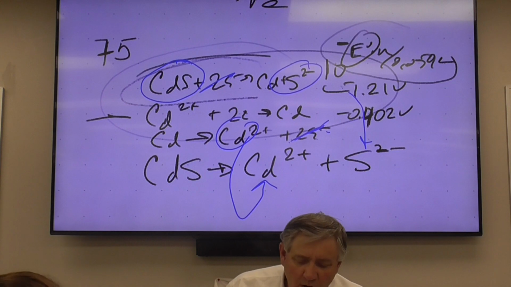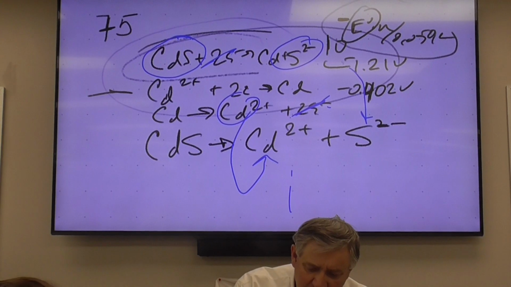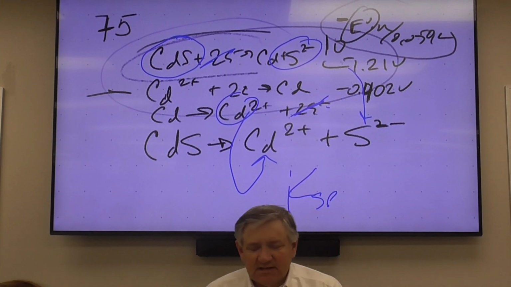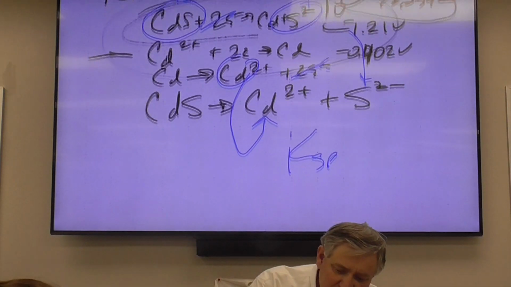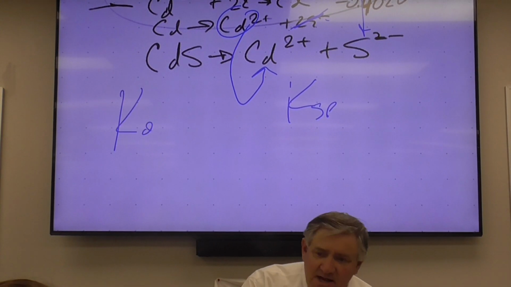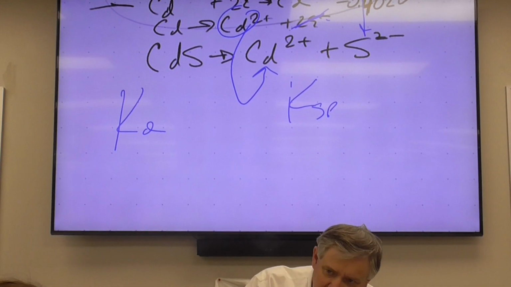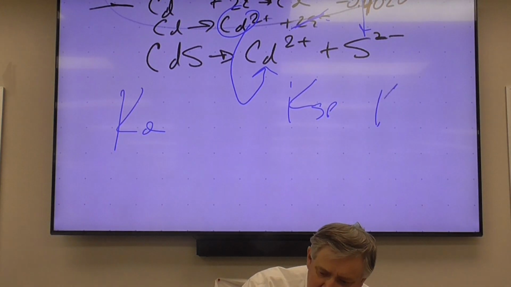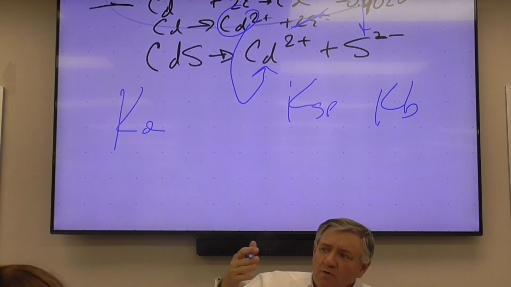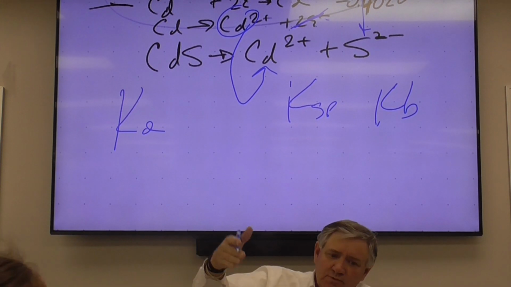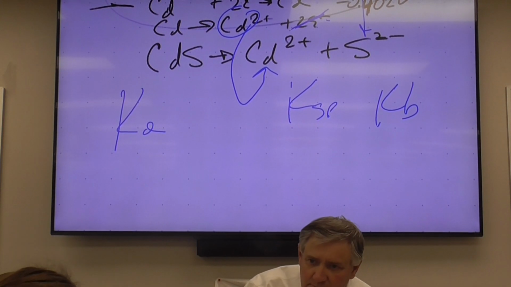Yes, all we're doing by putting KSP on the end is we're specifying which K it is. Just like you could put KA, that just tells me, oh, that's relating to acids. If you put KB, that's relating to bases. Okay, all the subscript does is tell you which type of K you're looking at. Makes sense. Okay?